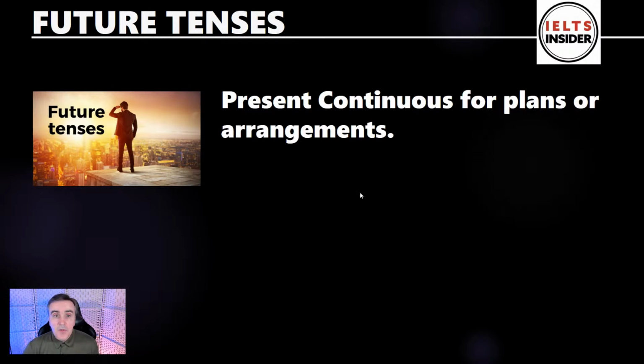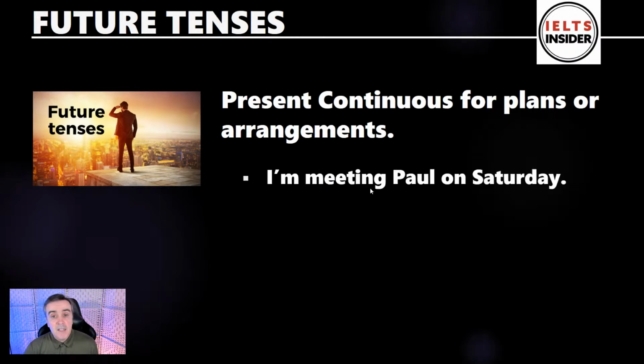We can also use present continuous to talk about plans or arrangements in the future. So, again, we could say things like, I'm meeting Paul on Saturday. So the present continuous is made up with the be verb here, a verb plus ing.